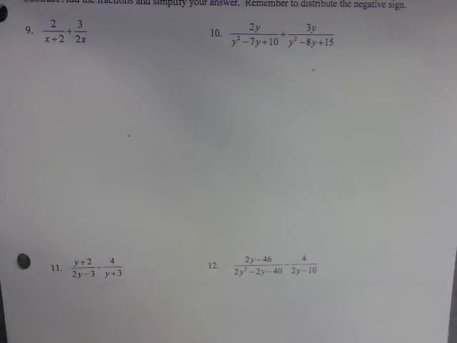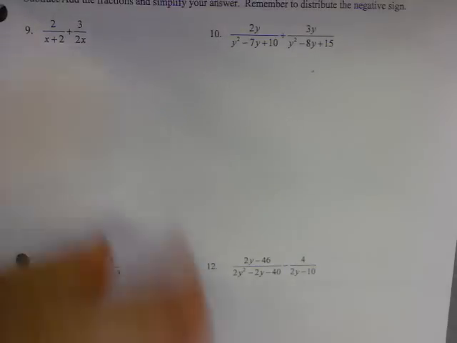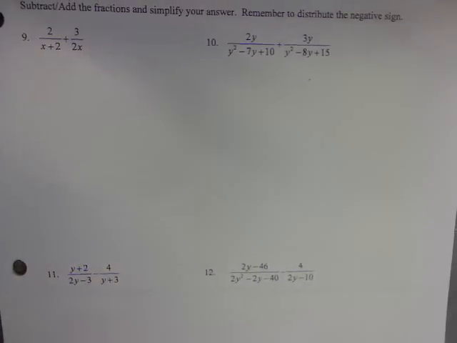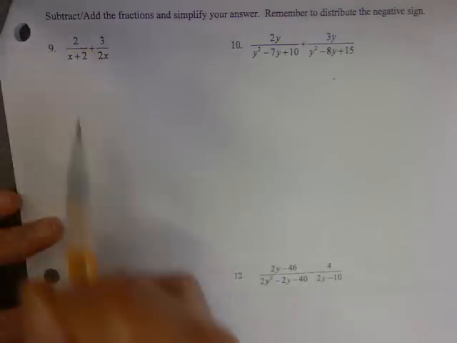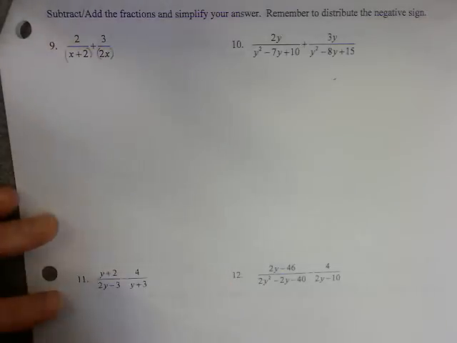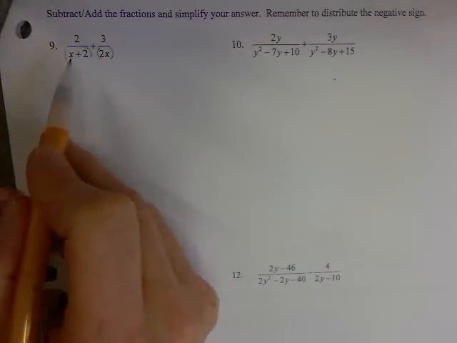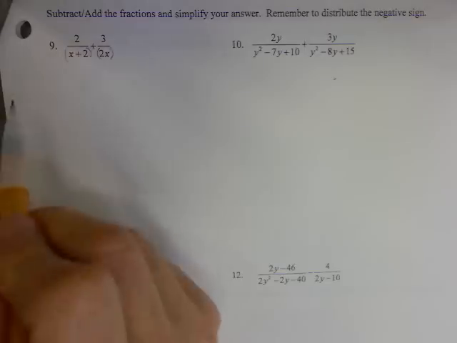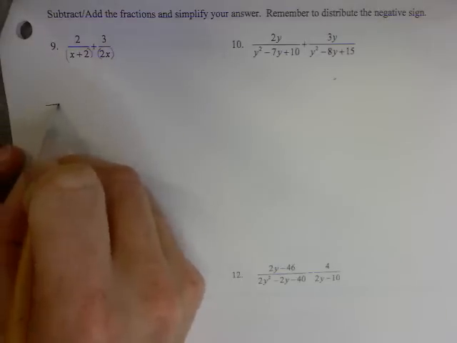In 9 through 12, we will be adding and subtracting rational expressions. To add and subtract, we must get a common denominator. You can't add fractions unless there's a common denominator. So we need to look at these denominators and get them to look the same. So we need every factor that's in the first and in the second all to be in one denominator.